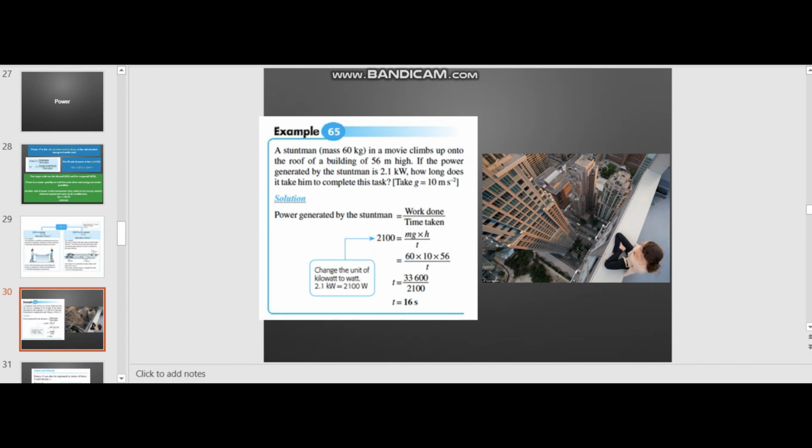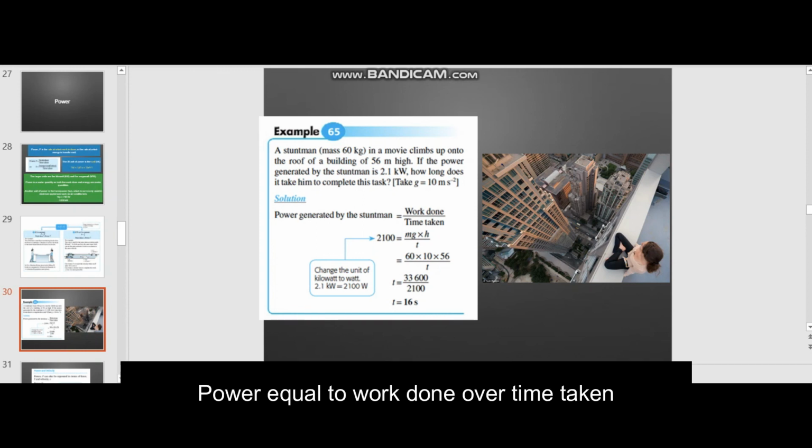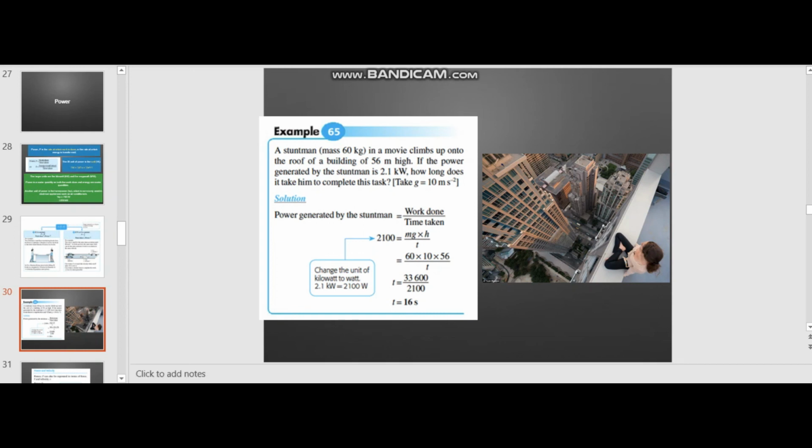So let's see the example. A stuntman with a mass of 60 kg climbs onto a roof of a building of 56 meter height. If the power generated by the stuntman is 2.1 kilowatt, how long does he take to complete his task? For power, the formula is power equal to work done over time taken. The power is already given, 2.1 kilowatt, which is 2100 watt, and the work done is mgh, the gravitational potential energy.